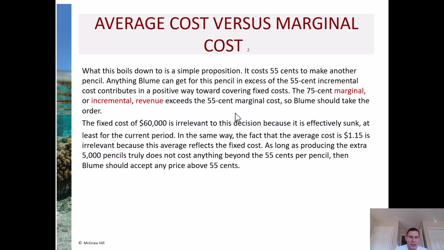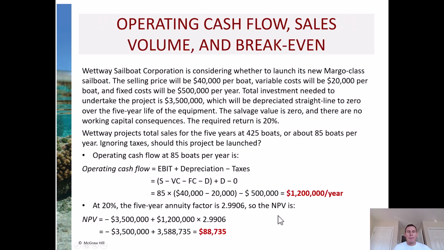But as I said, the fixed cost of 60 grand is really irrelevant to the decision because it's effectively sunk, right? At least for that period. You're going to have to pay it either way. In the same way, the fact that the average cost is $1.15 is irrelevant because this average reflects the fixed cost. So long as they produce the extra 5,000 pencils and it doesn't cost them anything above that 55 cents, then frankly, anything they get offered over 55 cents, like 56 cents, as silly as it sounds, they should still take it.